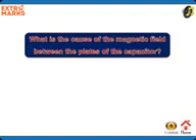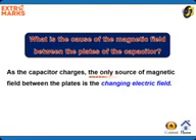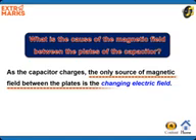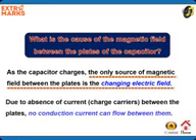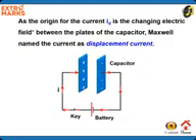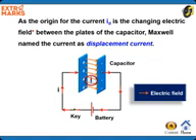What causes magnetic field between the plates of the capacitors? The source of magnetic field between the plates is the changing electric field. Maxwell named the changing electric field between the plates of the capacitor as displacement current.